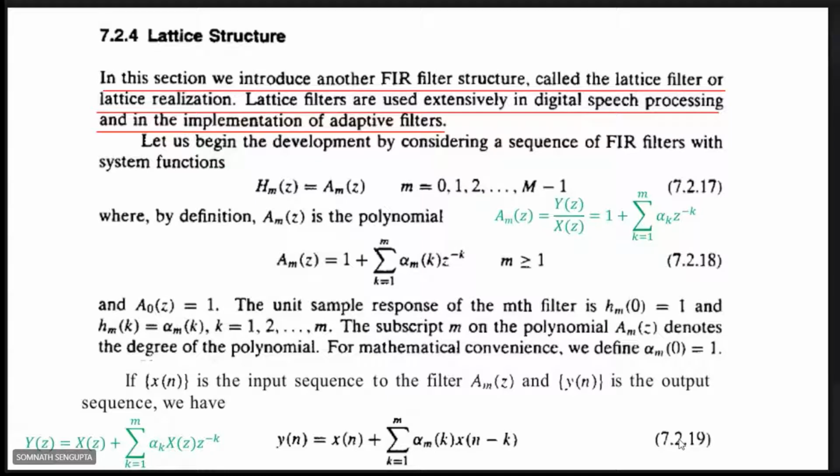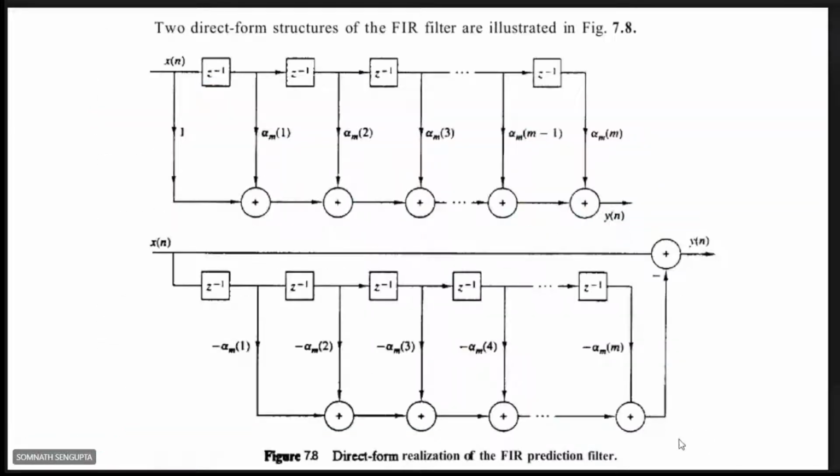What does the FIR filter represent? Its output consists of present and past values of the input, weighted with the coefficients, which are the impulse response coefficients alpha mk. Now this can be represented in different ways. One is the direct form.